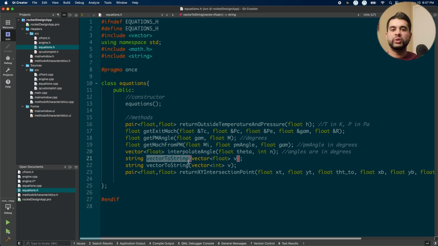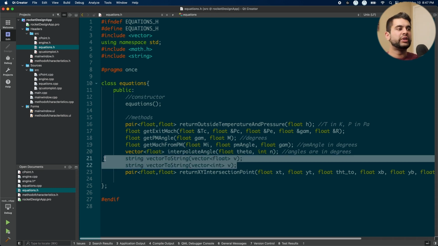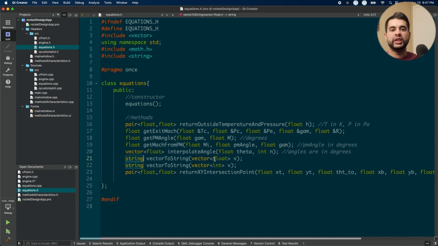Now this is specific to C++. You may not have to do this in Java. I'm just making a vector to a string. So I have a vector of numbers. I want to make it a vector of strings because I want to show it in my app. So I will need to do that here. And then I have a second one for integers.